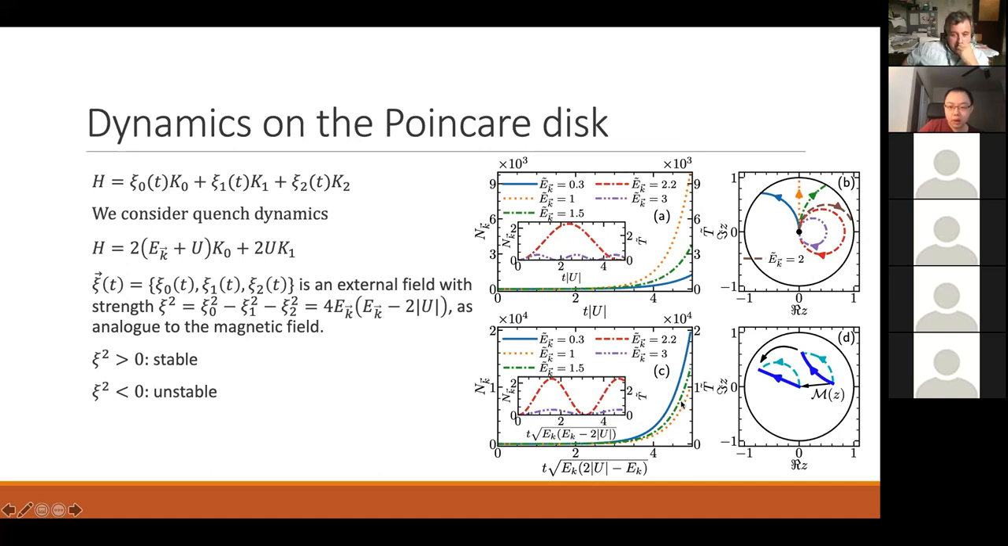And we also have another observation, which corresponds to this graph. In this graph, we can see that the resonant state, which has EK equal to the absolute value of U, has the particle number growing the slowest instead of the fastest, compared to those two trajectories.